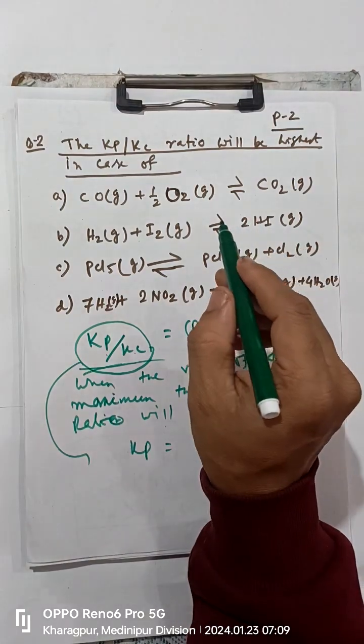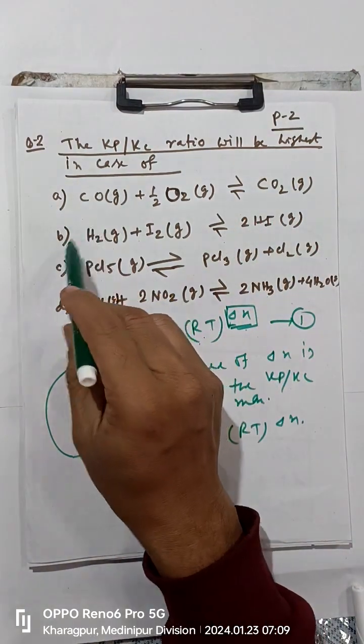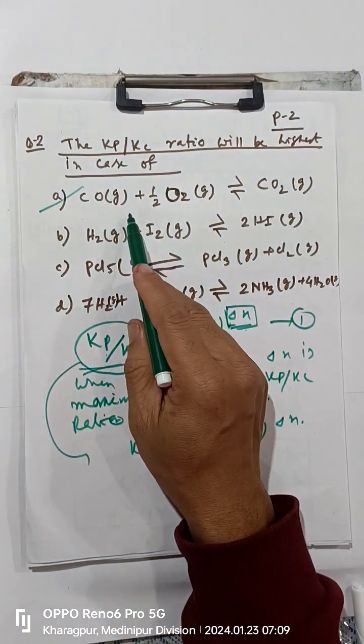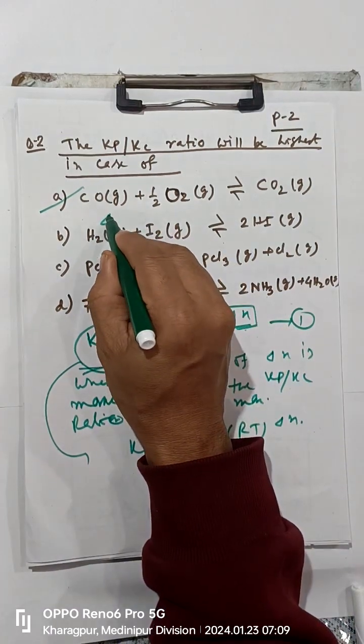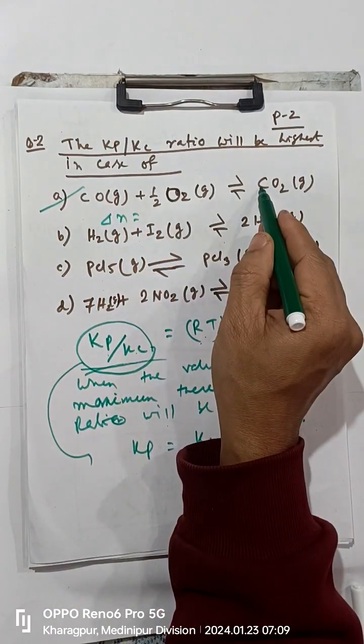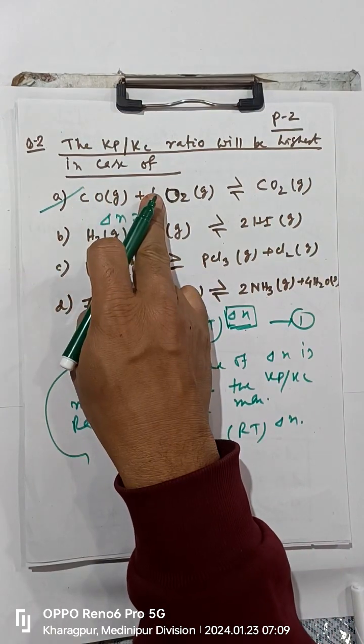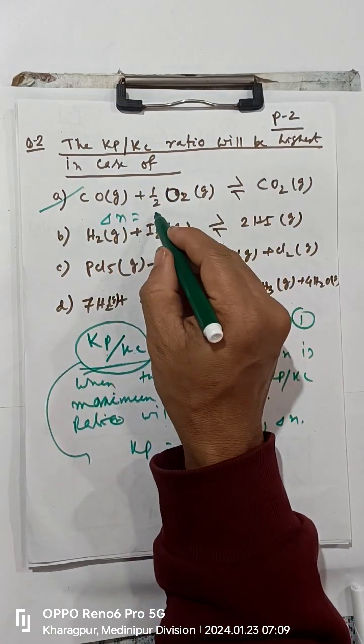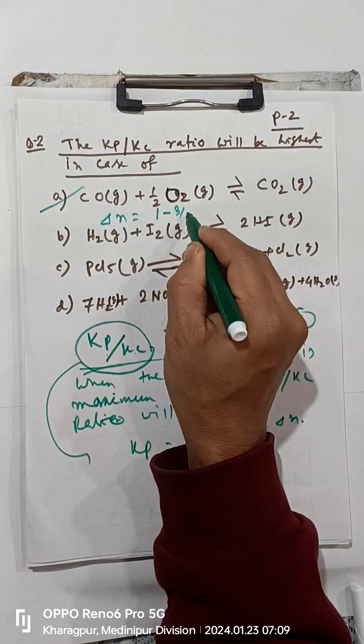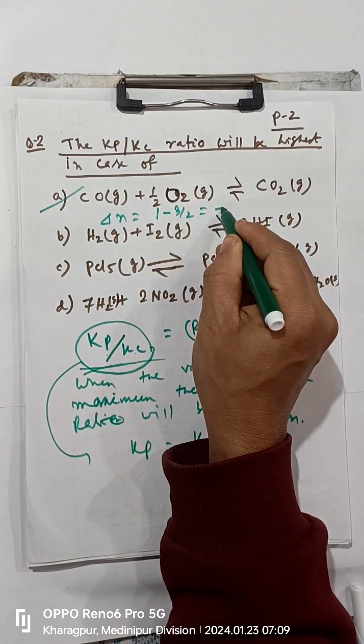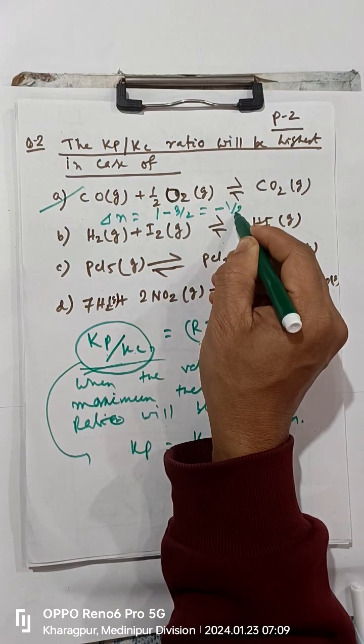Now we move to the options. In option A, what will be the value of delta n? Delta n is equal to 1 for the product, and for the reactants 1 plus half, that means 3 by 2. So 1 minus 3 by 2 is equal to minus 1 by 2.